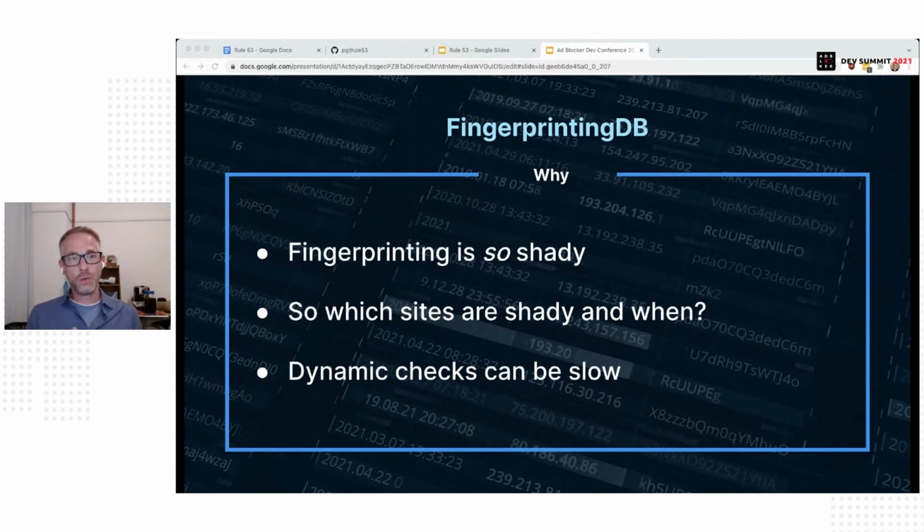So I want to know which sites are doing this and when they are doing it. The problem with dynamic checks is that there are some really good tools out there, like Blacklight and other similar things, which can run a bunch of checks against the site and tell you whether browser fingerprinting and other types of tracking is being used. But they're slow and they're on demand. And there are also some great data sources out there. But there's nothing that really focused on browser fingerprinting.